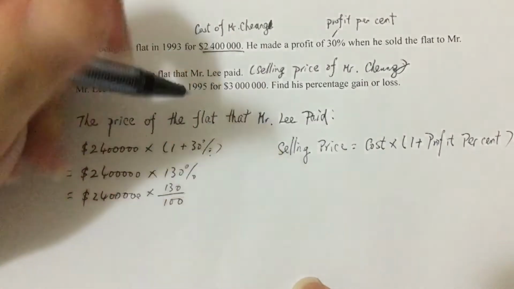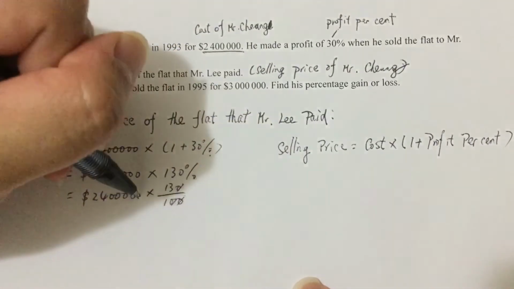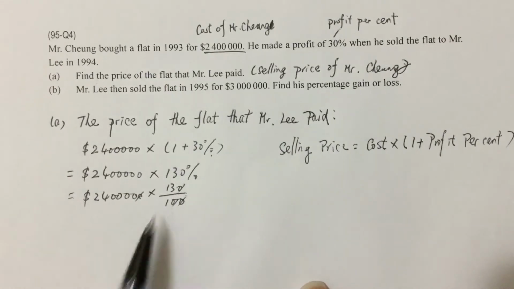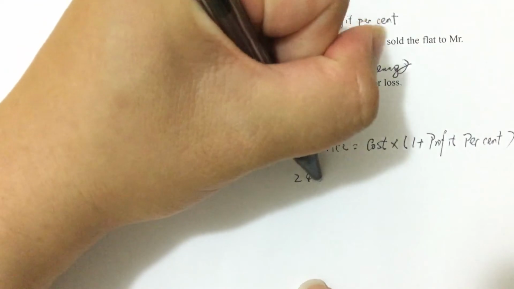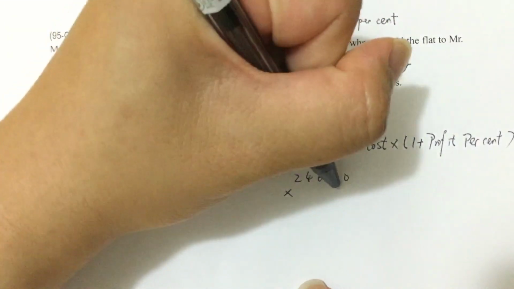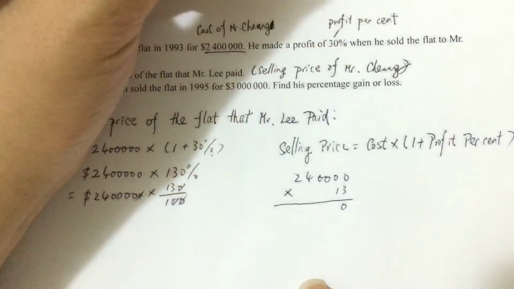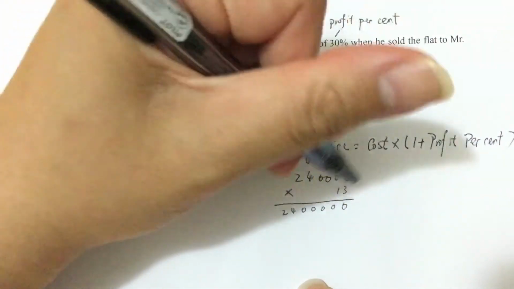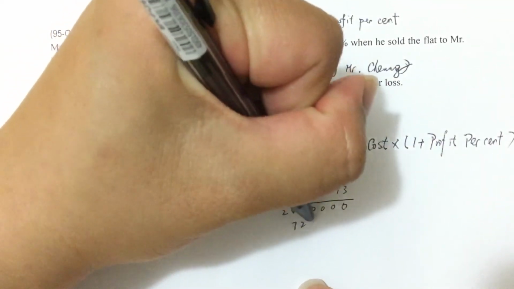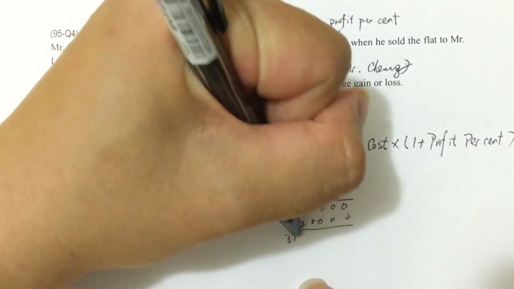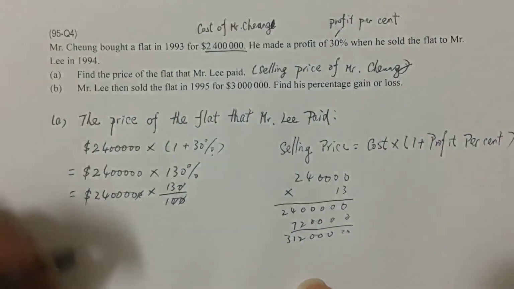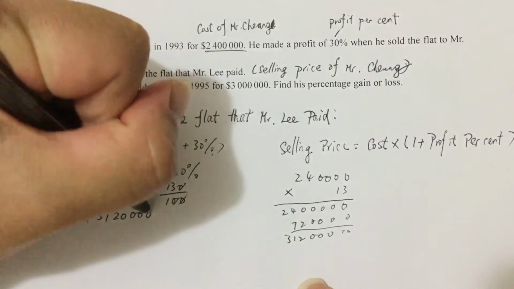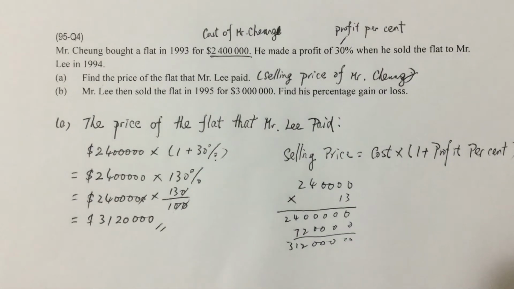We can do the cancellation, zeros, and you get 24,000 times 13. So once again, I need to do the calculation right now. 24 times 13 is 312, so the answer is $3,120,000 for the selling price for part A.